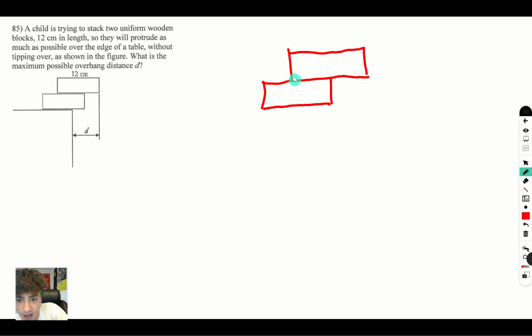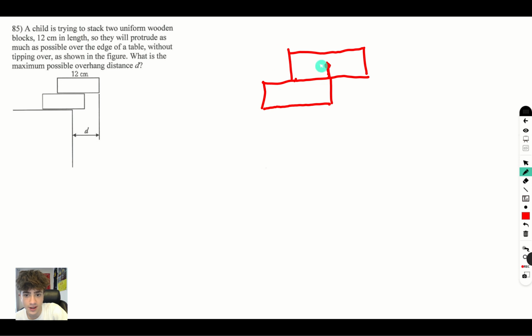The reasoning behind this is, since the block has uniform density, the center of mass is going to be right here at the bottom, and that's where gravity is applied. If you draw a line going down, you'll see that it falls on the edge of the block and not this open area here, so it's not going to be accelerating downwards. At the halfway point, that's a distance of 6 centimeters from here to here.